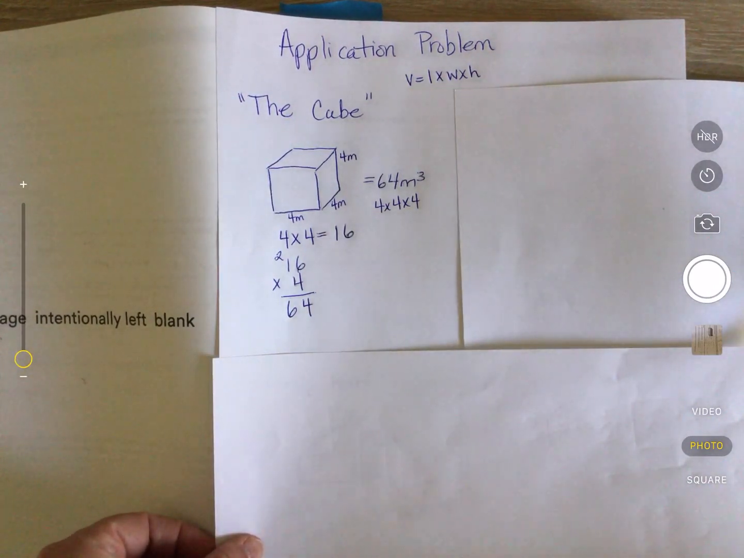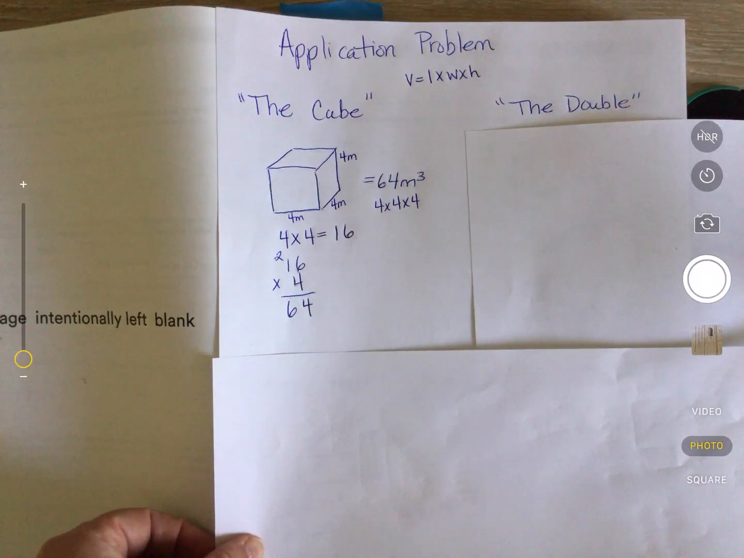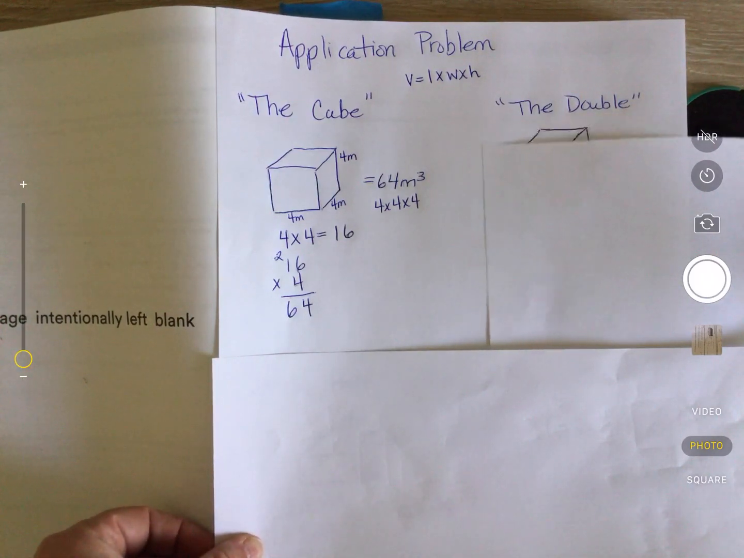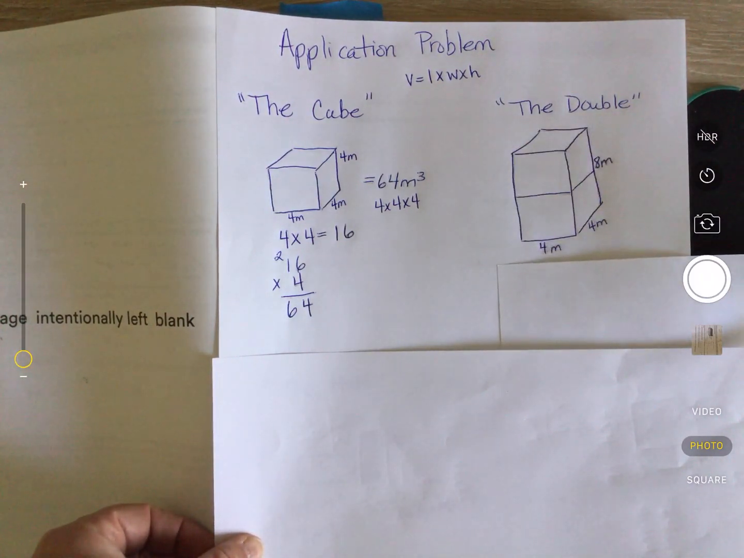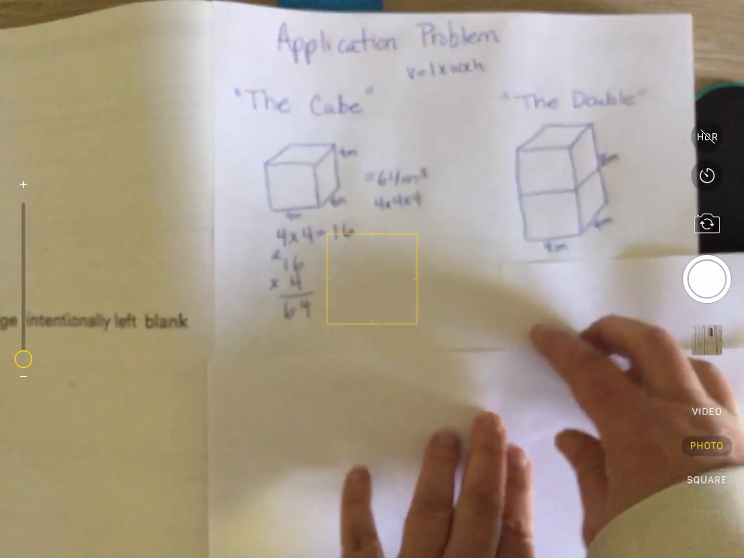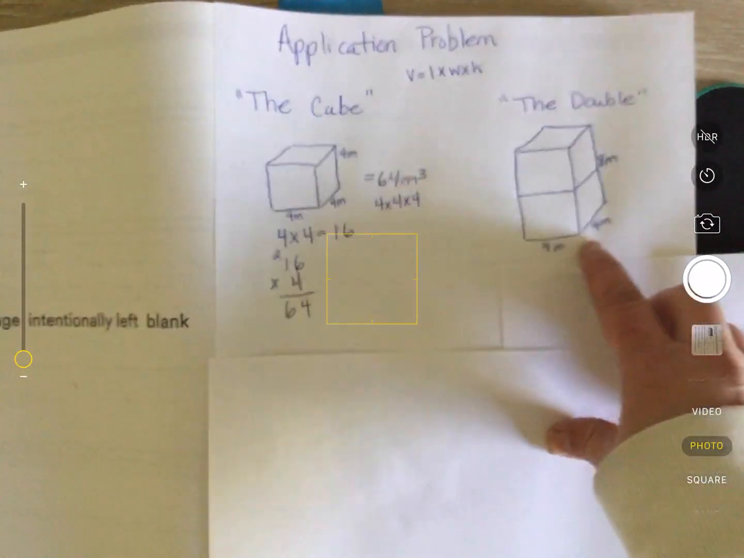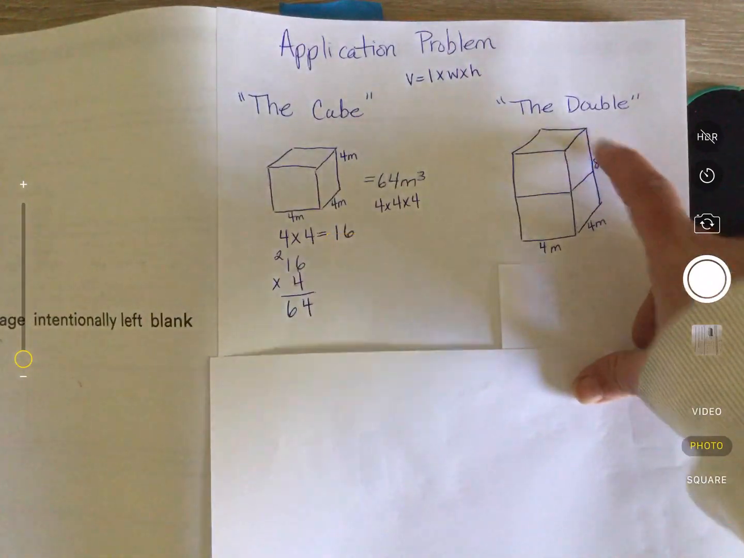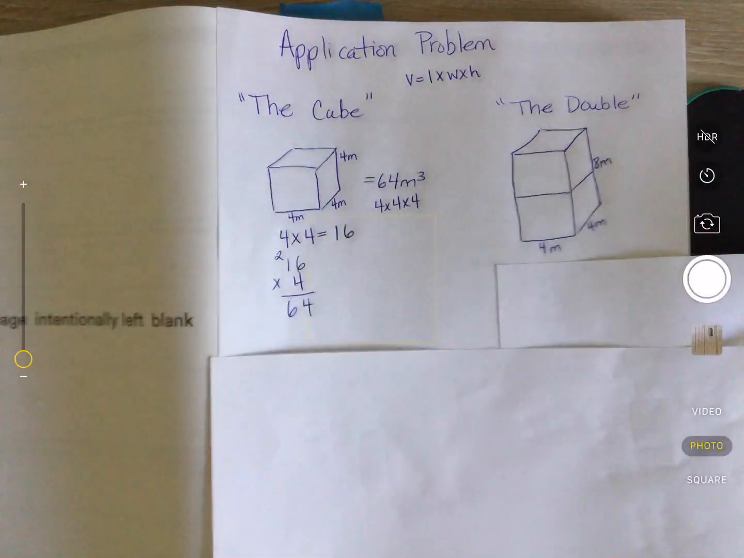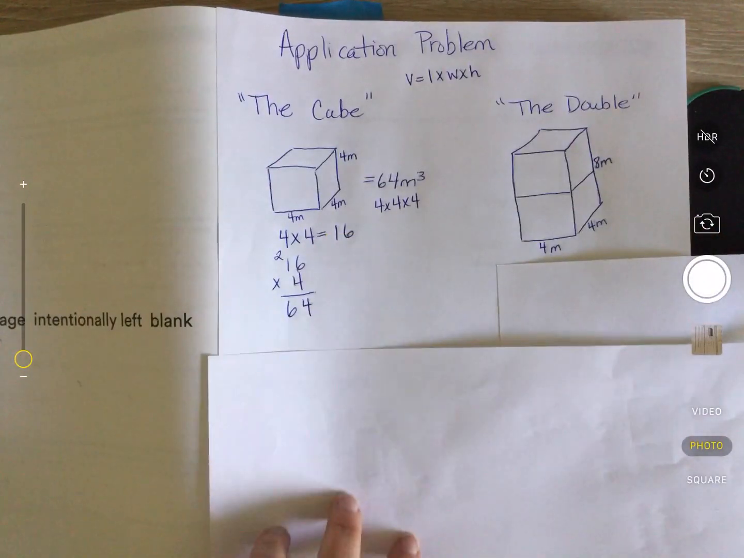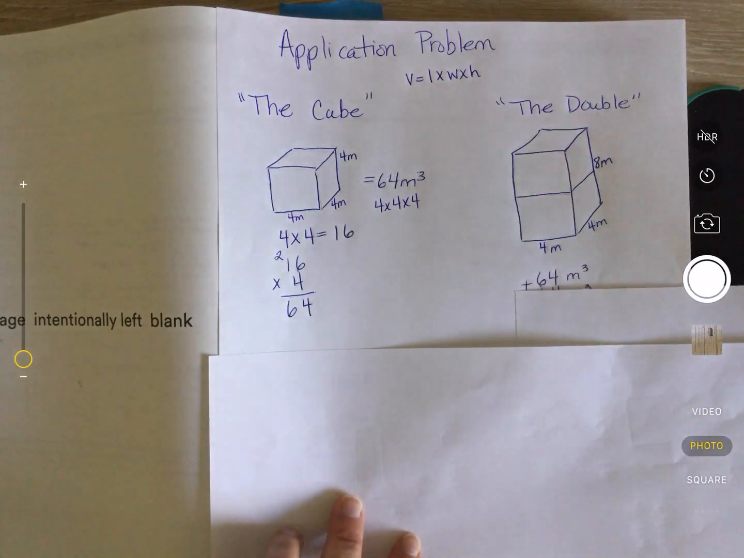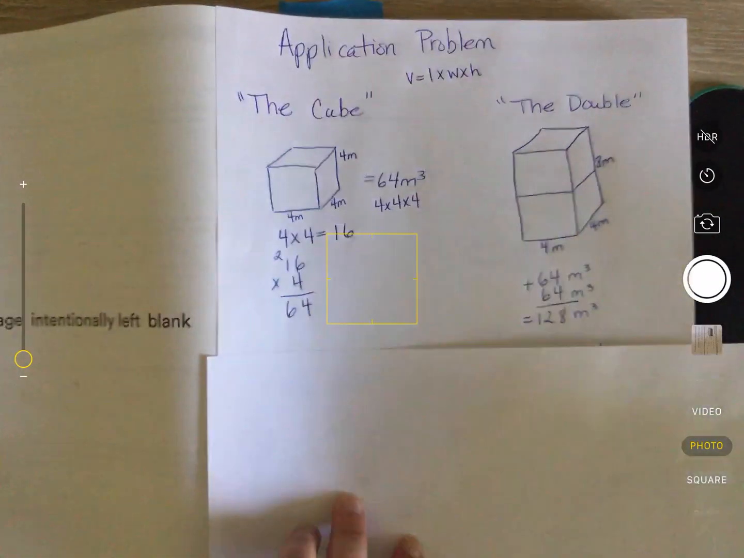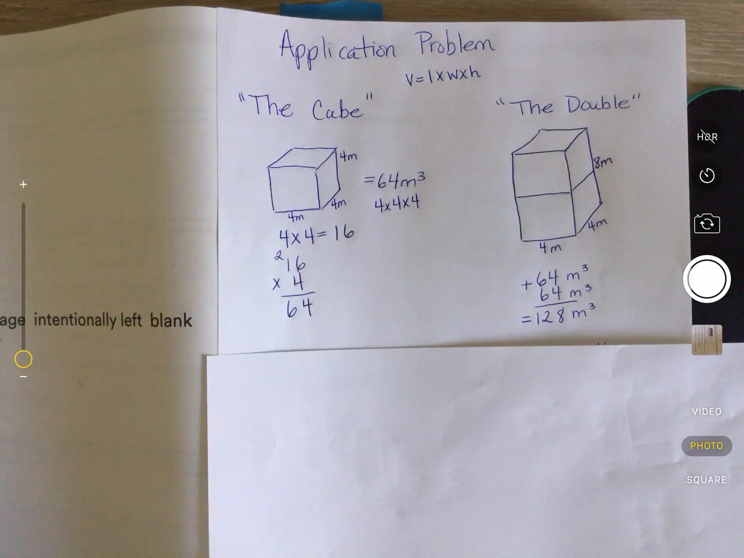So the double is 2 of the cube. So I drew it here, and so we have the dimensions that are the same but stacked up. 4 plus 4 equals the 8 meters for the height. Okay, so then I did the math to support it, to check my answer.